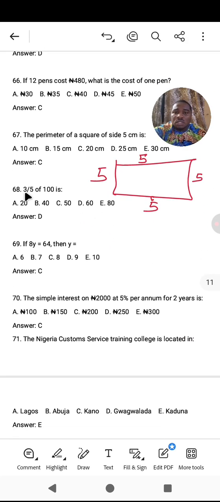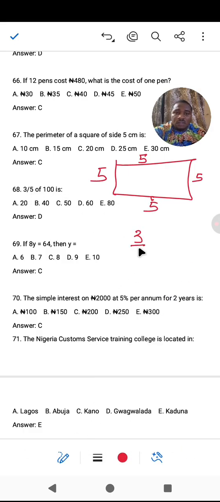So 3 over 5 of 100. So you have 3 over 5 of 100. 5 here, 5 here should give you what? 5 here should give you 20. Multiply it. So it's 60, which is correct. The same thing here. What will you multiply by 8 to give you 64? Clearly, it's straightforward, right? It's the same 8.